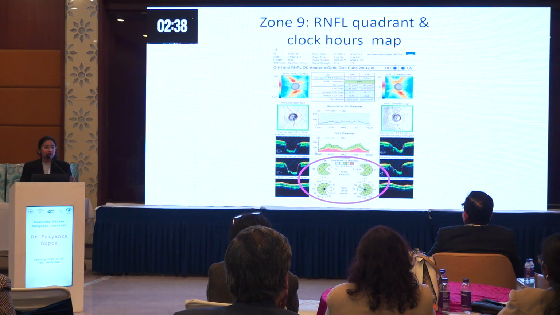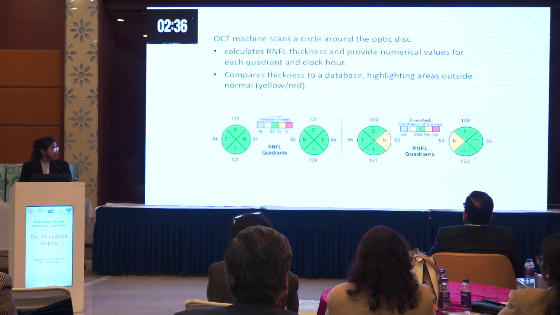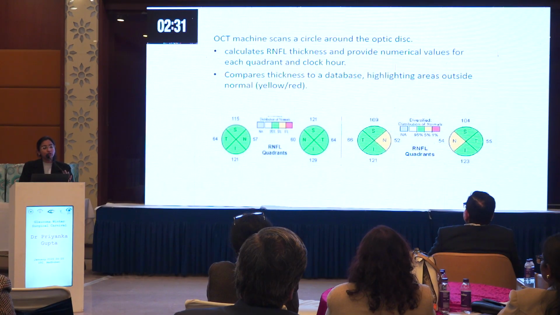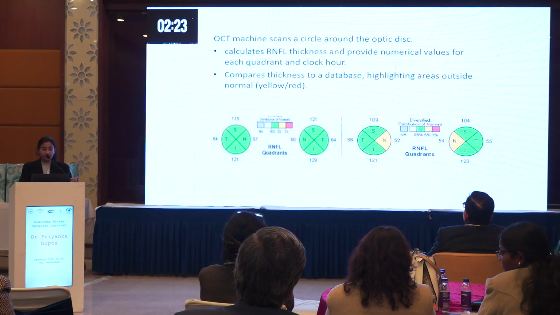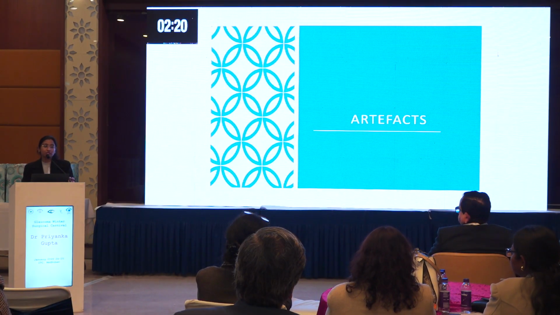The last is the RNFL quadrant and the clock hour. Here the machine compares the RNFL thickness and converts them into numerical values, which are also color coded again into green, yellow and red, depending upon whether it is normal, borderline or established thickness loss.